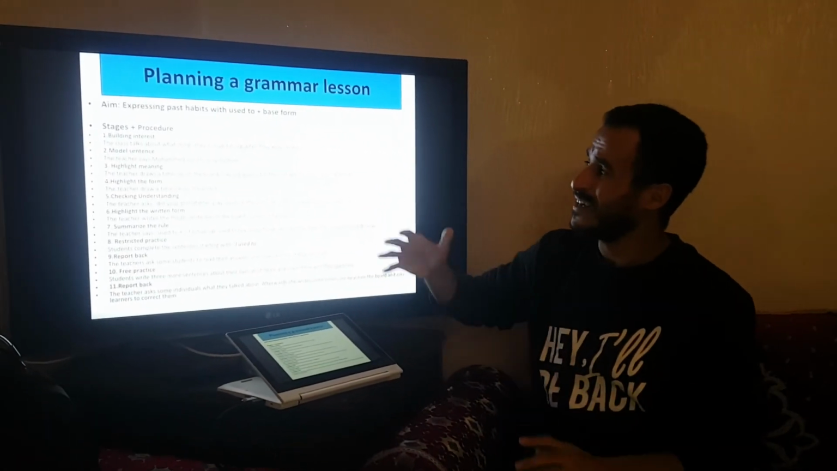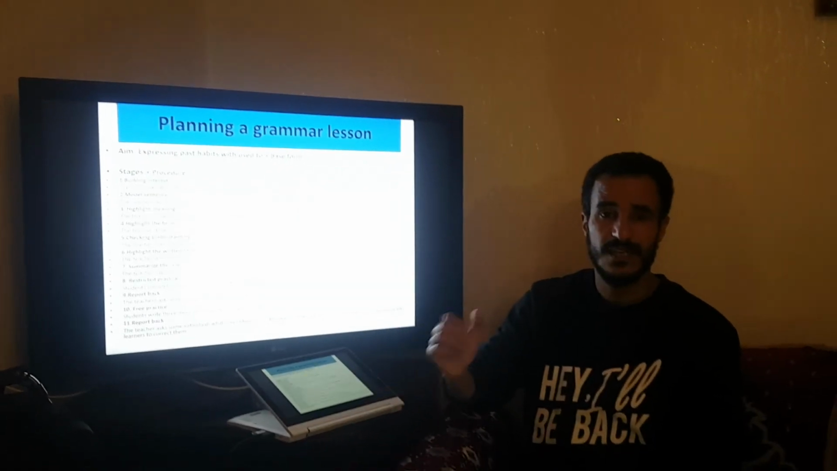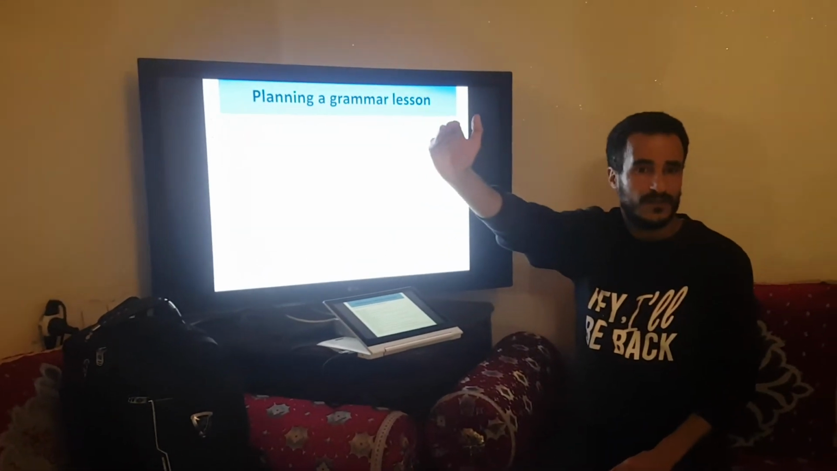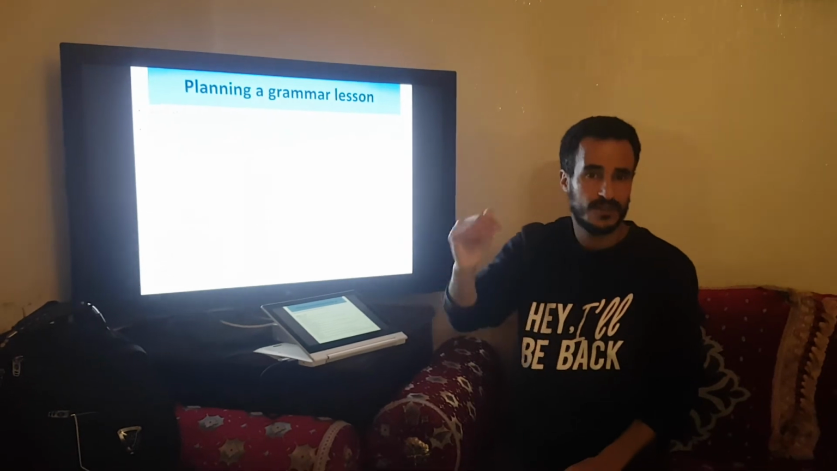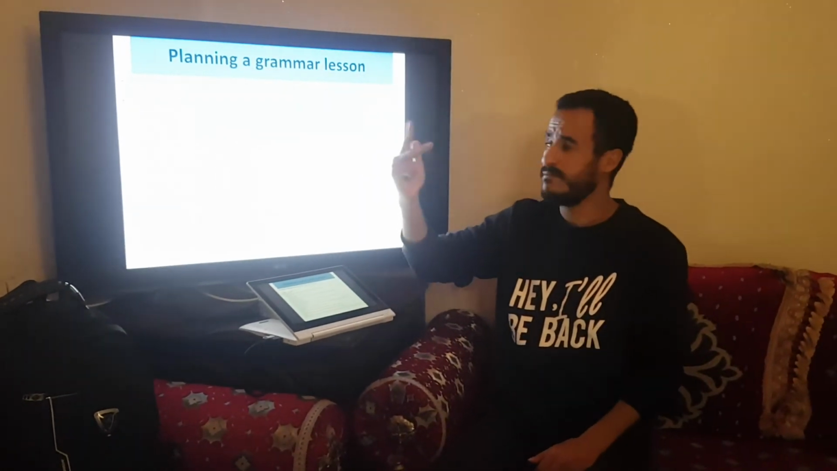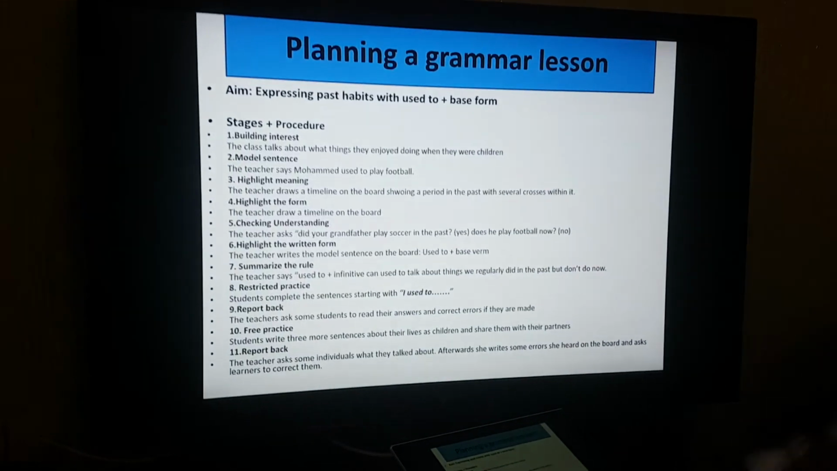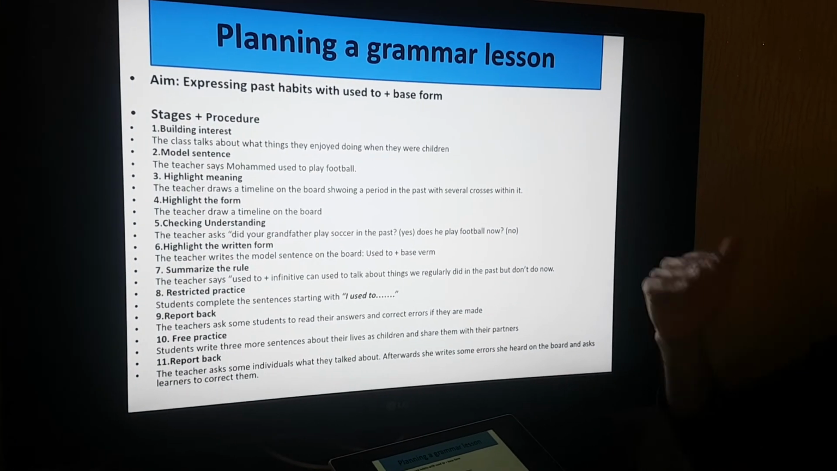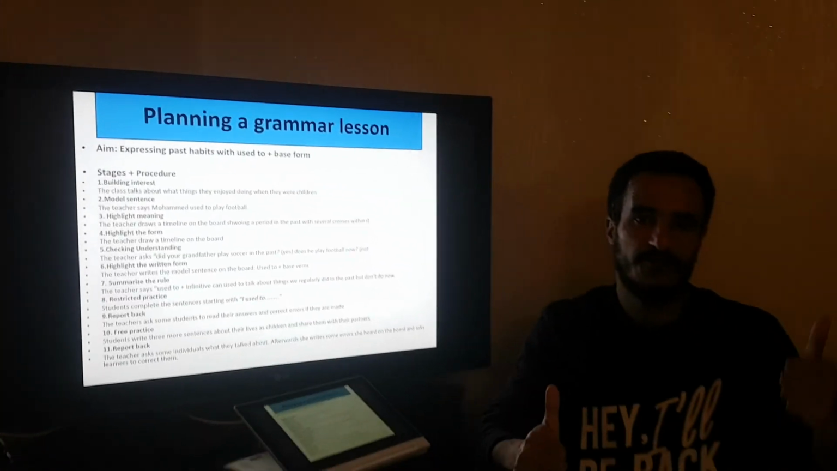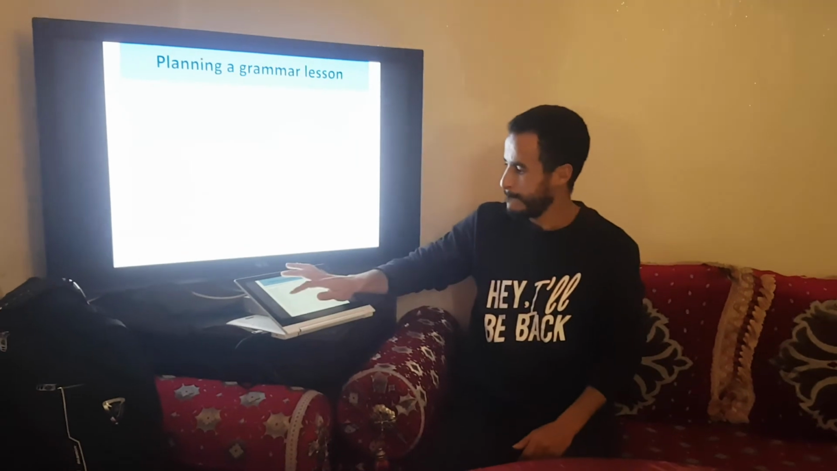As you see here, these are the very important stages, and I put them in detail. So when you are planning your grammar lesson, you know which stage you start from. Number one, build interest. Number two, model the sentence. Number three, highlight the meaning. Then highlight the form. Then concept checking. Then summarize the rule. Then we have practice, two types: restricted and freer practice. Freer is the production stage. Okay, good.